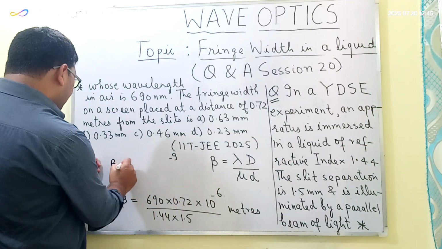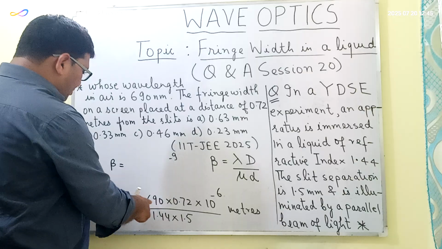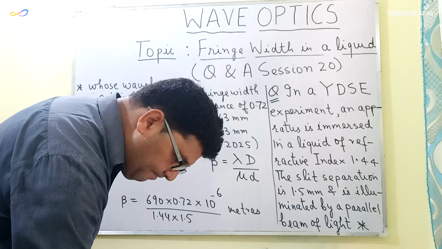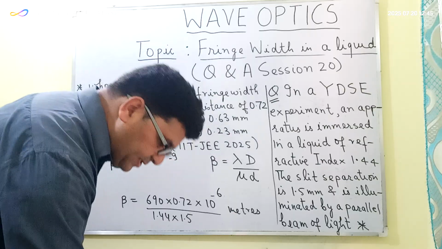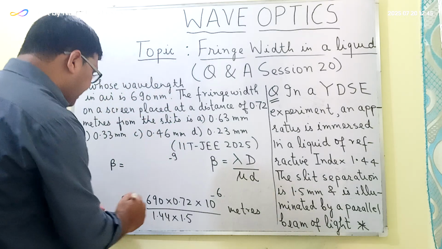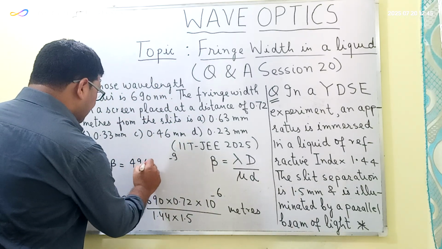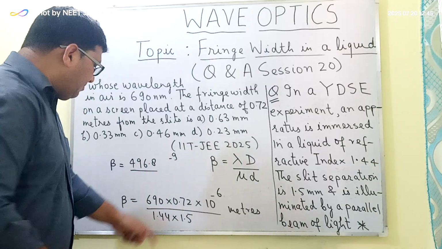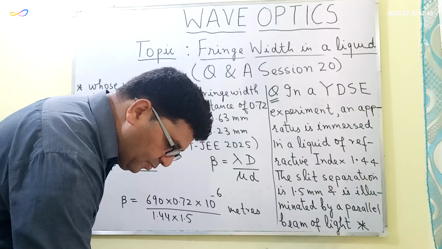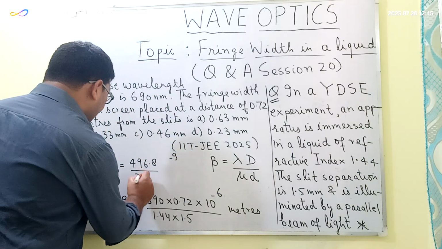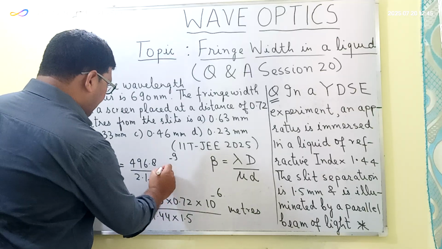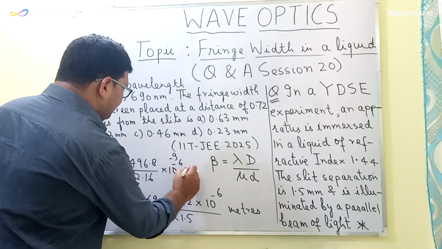So beta, that is the fringe width, is equal to 690 into 0.72, which is 496.8, divided by 1.44 into 1.5, which is equal to 2.16, into 10 to the power minus 6 meters.